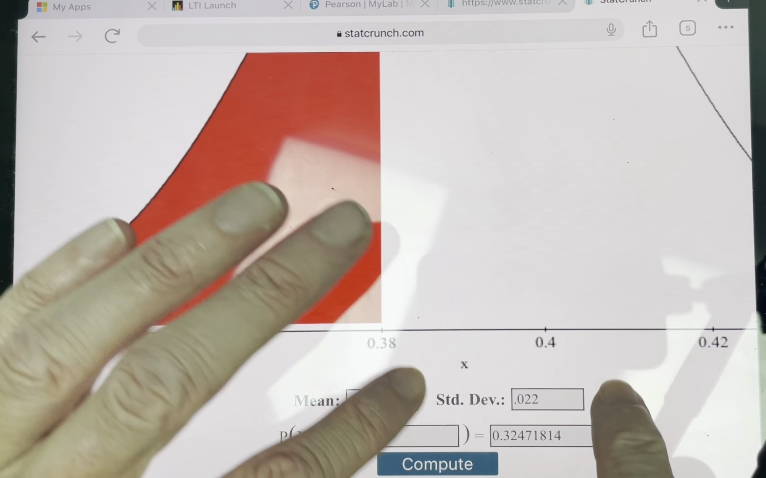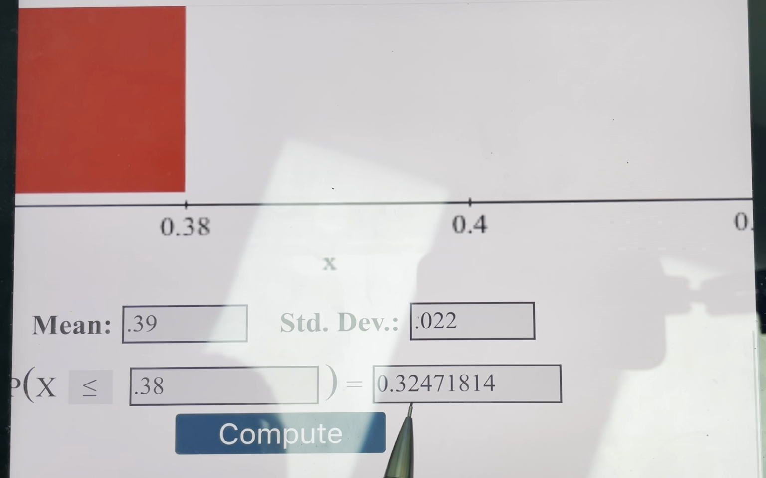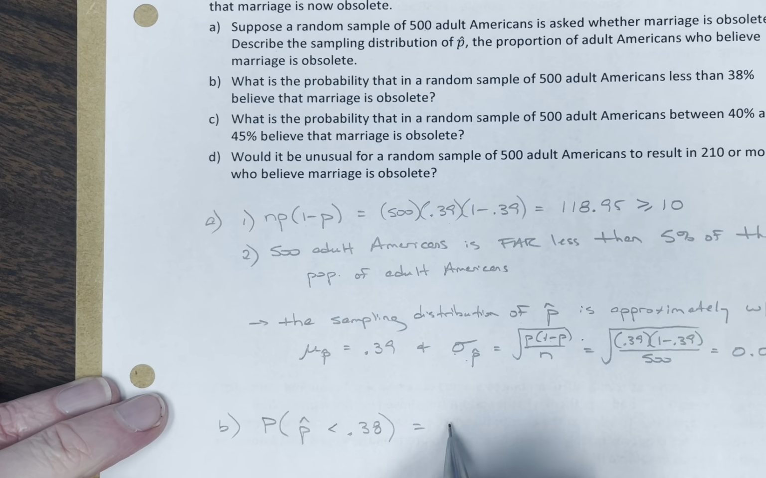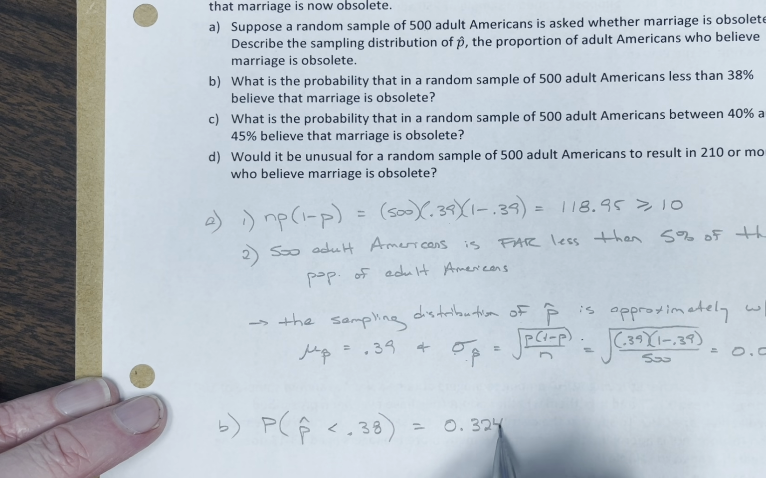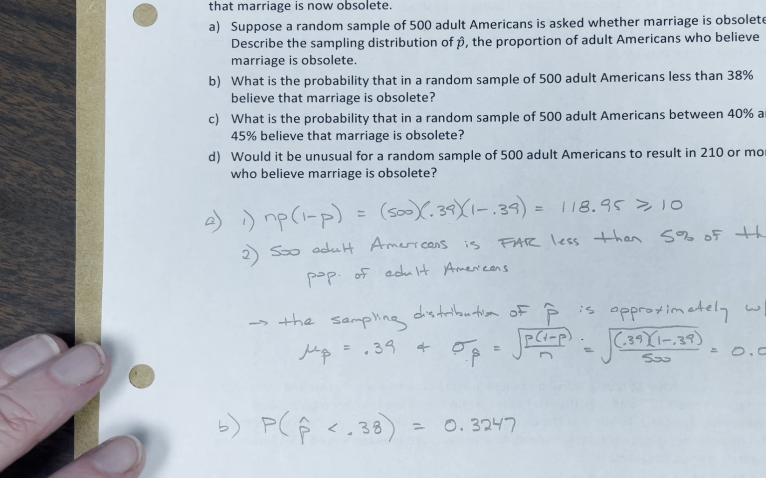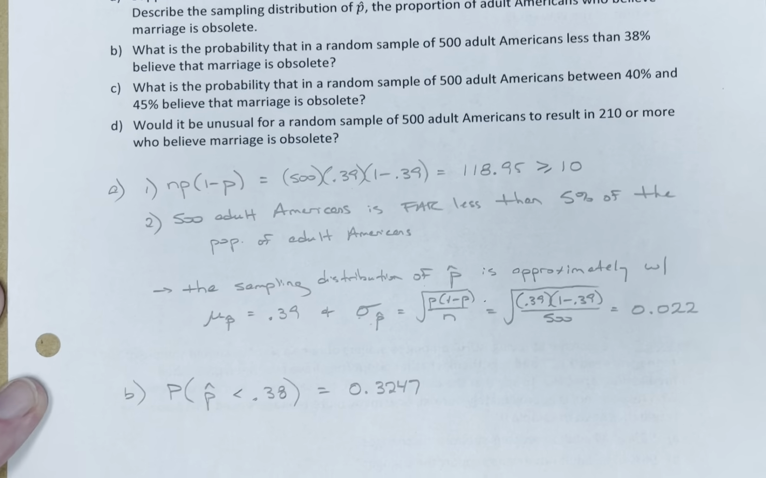Compute. And the answer looks like it's 0.3247. Did I get that right? 0.38, 0.022, 0.39. I think I did. So 0.3247 if I carry it out to 4 decimal places.